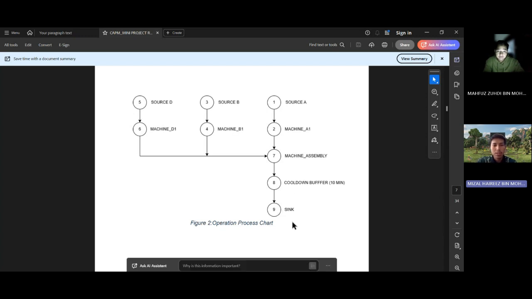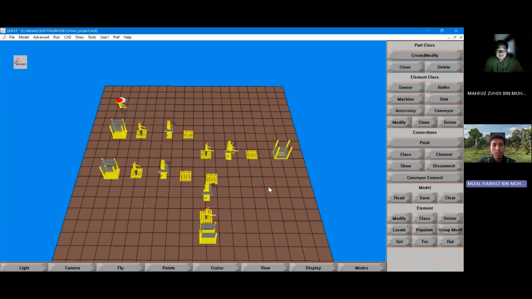So Mahfuz, can you display the full layout of the simulation? Okay. So here you can see our layout with three sources for machines, multiple buffers, and five operators. Part A arrives every 90 seconds, part B every 100 seconds, and part D every 120 seconds. Assembly time is 150 seconds constant with 50 seconds load and unload. The system operates 9 hours with a standard break schedule and machine breakdown parameters.